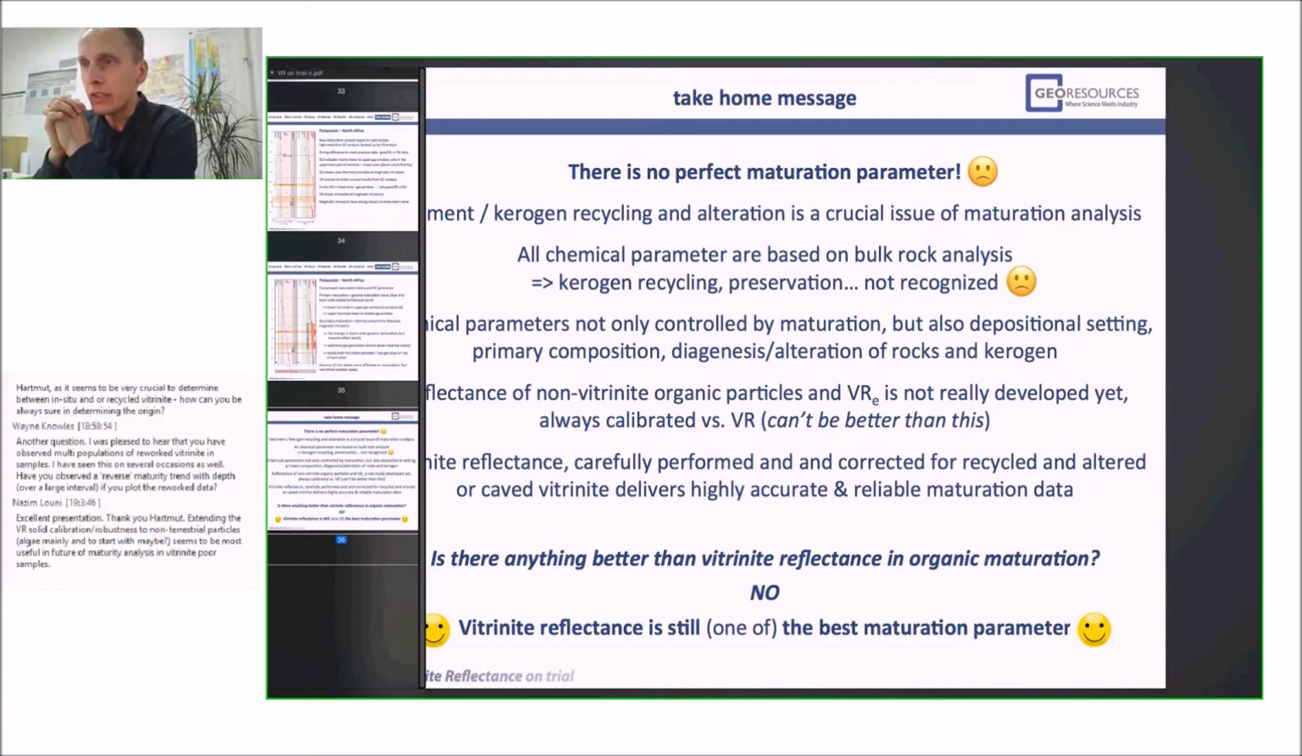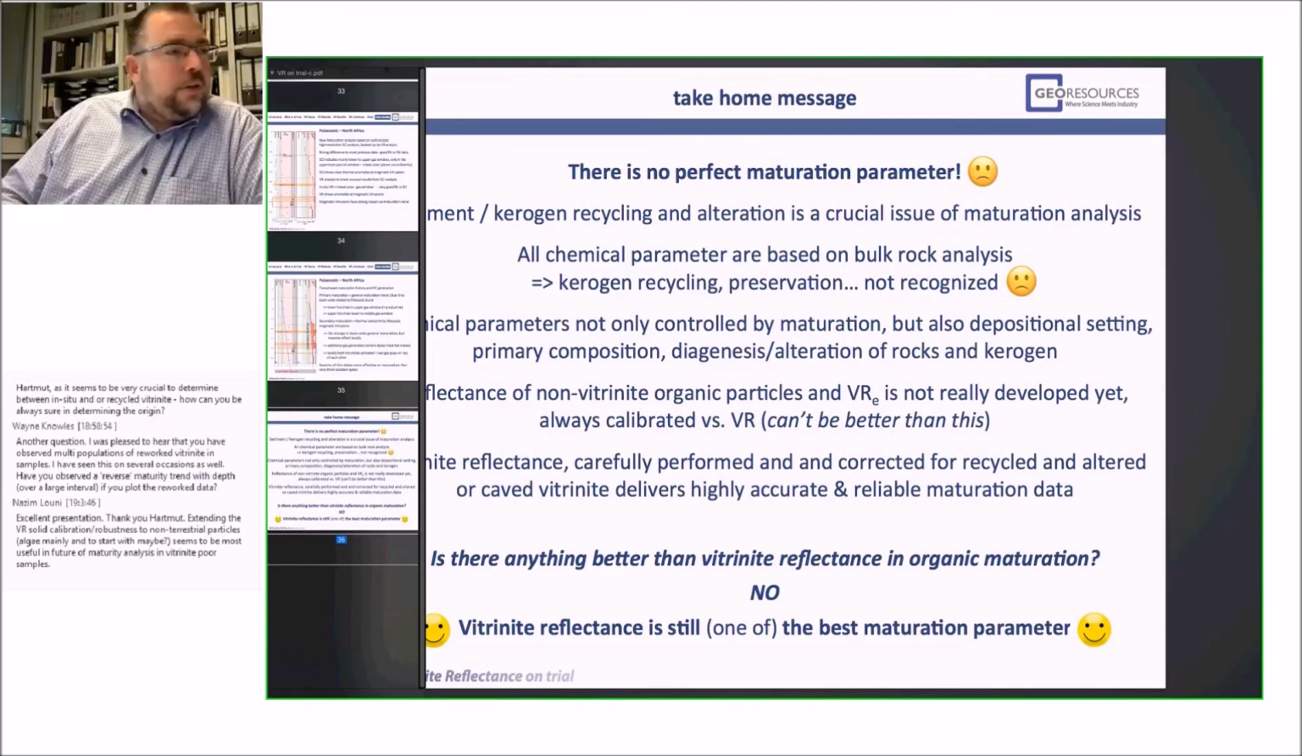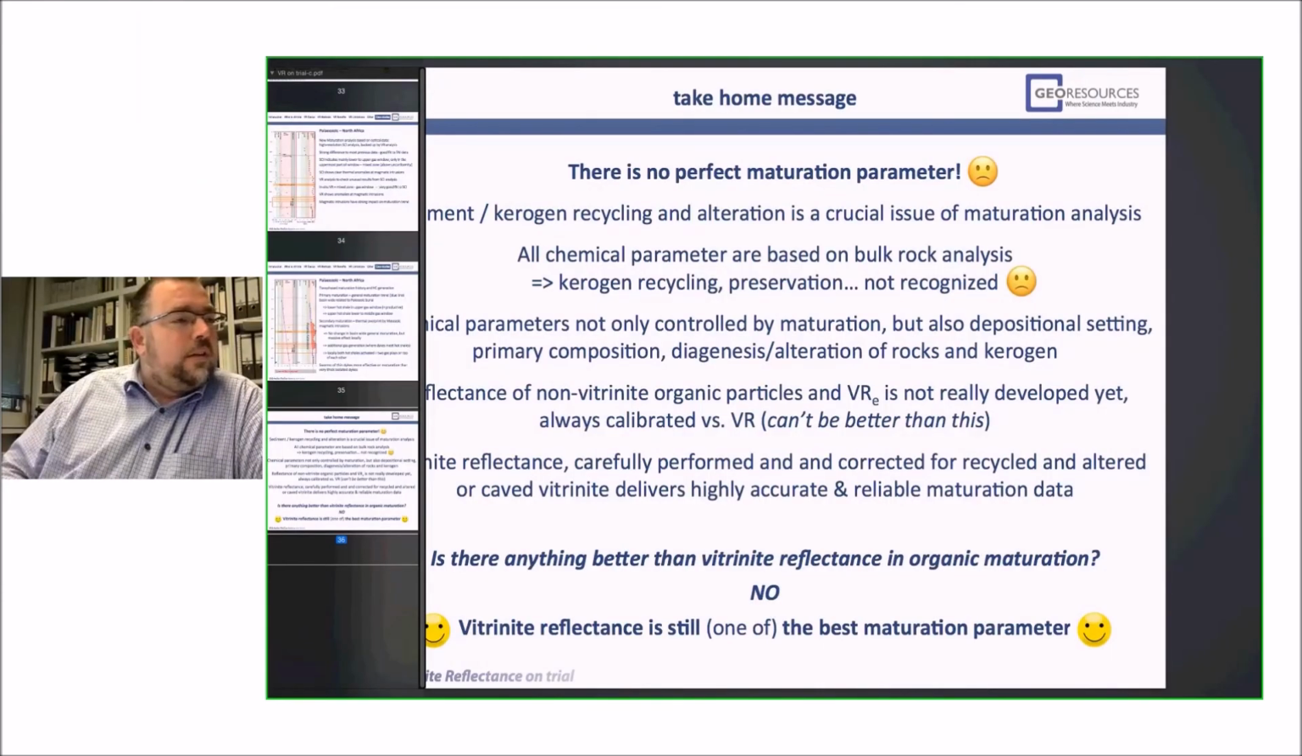Nazim Looney is asking, extending the VR solid calibration robustness to non-terrestrial particles, algae mainly, and to start with maybe, seems to be most useful in future of maturity analysis in vitrinite poor samples. Yes, I fully agree to this. And that's something we did in studies in the Arabian Peninsula, where we are working mainly in early Paleozoic shale systems, where we don't have vitrinite, where we have huge problems with precise maturation analysis.